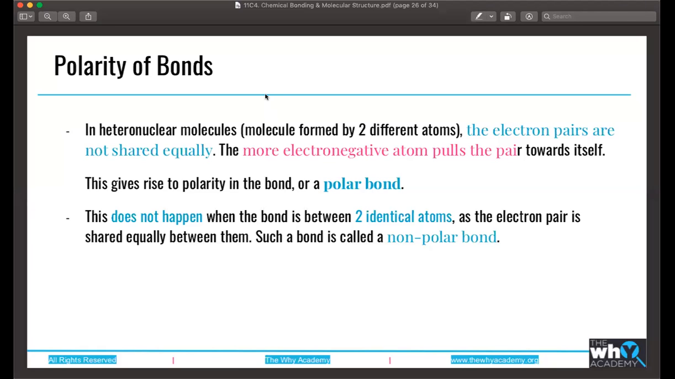All right. So last time we had just stopped at discussing polarity of bonds, right? So what do you mean by polarity of bonds? Like, what do you understand by the term here?